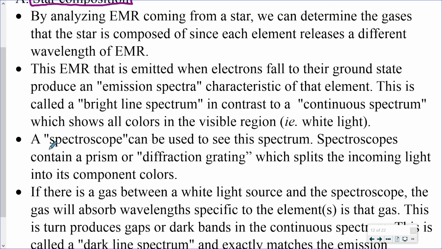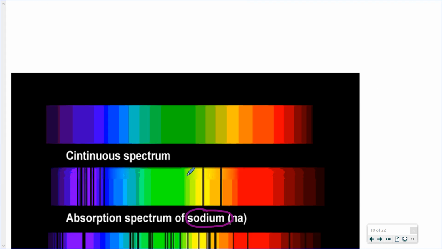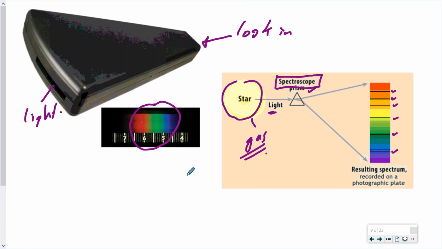And so yes, the spectroscope, you should know what a spectroscope does. It is the one that takes in the incoming light. There is a prism or diffraction grating, and this is what it does. It splits the incoming light into its component colors. I'm not going to go into all the details of exactly how it happens, but that's what it's trying to show again in this picture here.